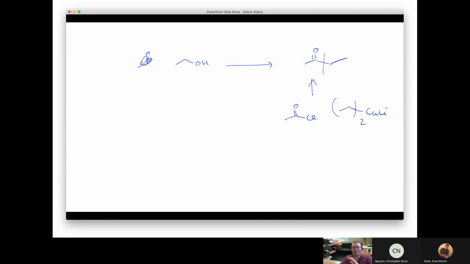But let me introduce the Gilman's reagents. Gilman's reagents are very powerful reagents. Since some of you may not know, let me introduce what it is. If you have ethyl bromide, you can treat it with lithium metal, and then you can make organolithium like this. To that, you just need to add cuprous iodide.